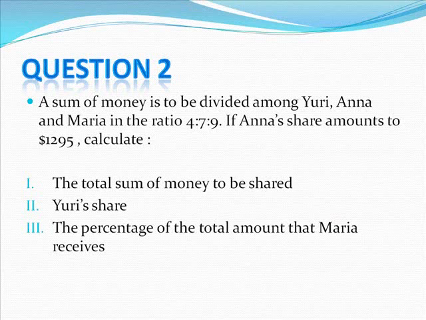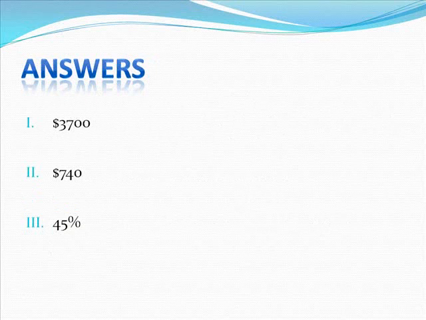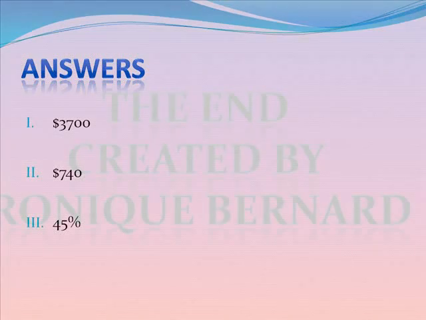Question 2. A sum of money is to be divided among Yuri, Anna, and Maria in the ratio 4:7:9. If Anna's share amounts to $1,295, calculate 1. The total sum of money to be shared, 2. Yuri's share, and number 3. The percentage of the total amount that Maria received. The answer for part 1 is $3,700. The answer for part 2 is $740. And the answer for part 3 is 45%.